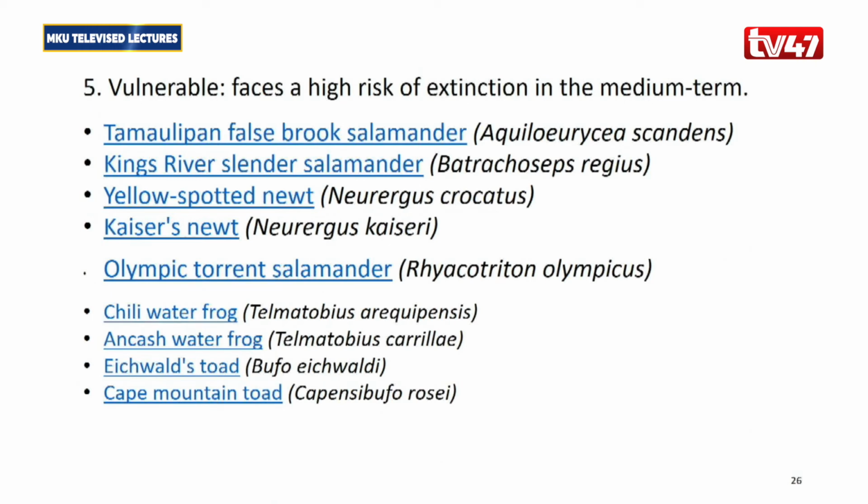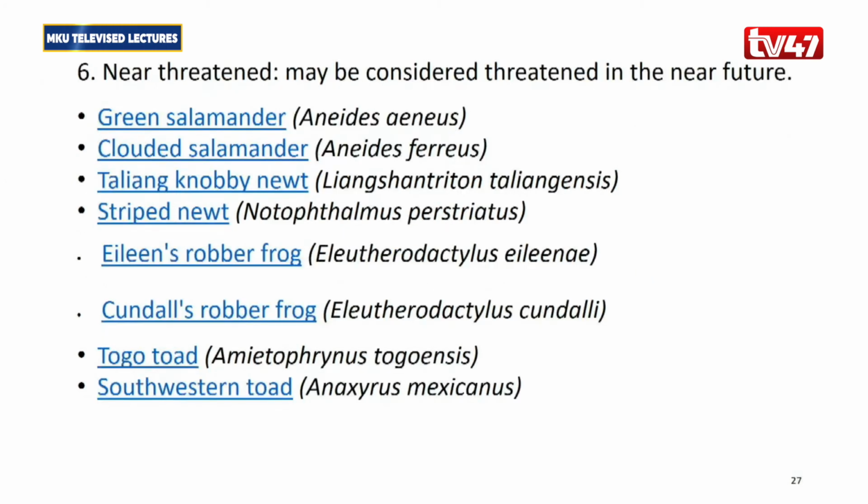Examples include the Tamaulipan Falls brook salamander, the Kings River salamander, the yellow-spotted newt, and the Kaisa newt. We have the Olympic torrent salamander, the Chile water frog, the Ancash water frog, the Hewitt's toad, and the Cape Mountain toad. These belong to the vulnerable category.